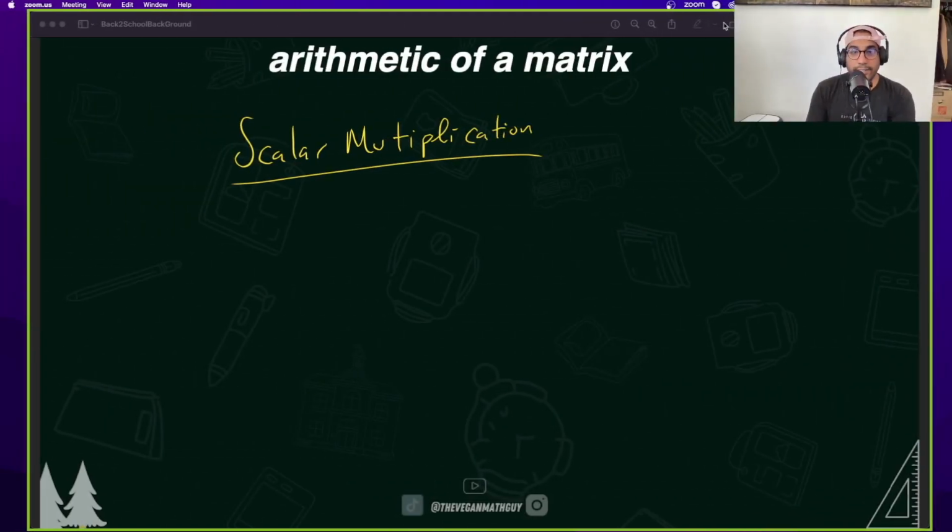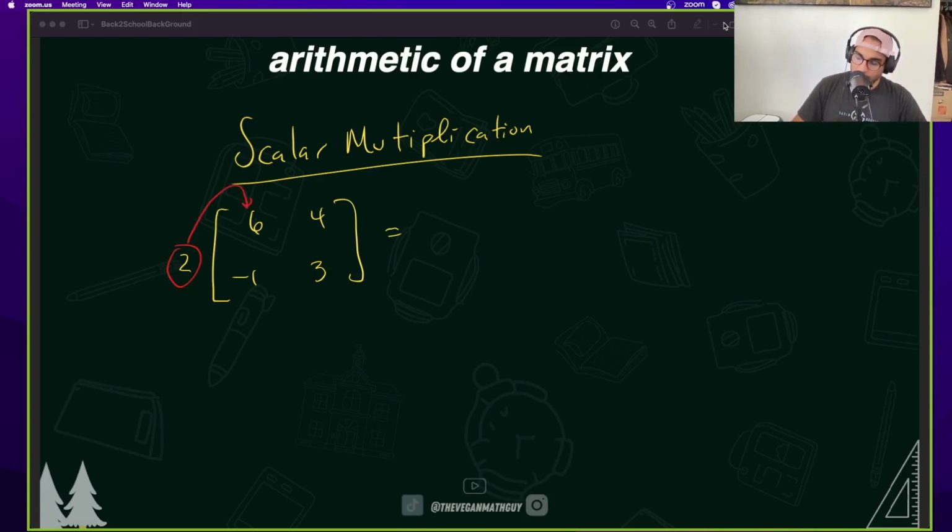Something to remember is that scalar multiplication can exist within matrices. Meaning that if I have a 2 multiplied by this matrix on the screen, then all we have to do is multiply the scalar into every single term. So it's just like the distribution property.